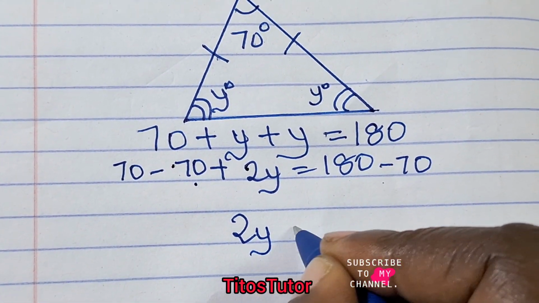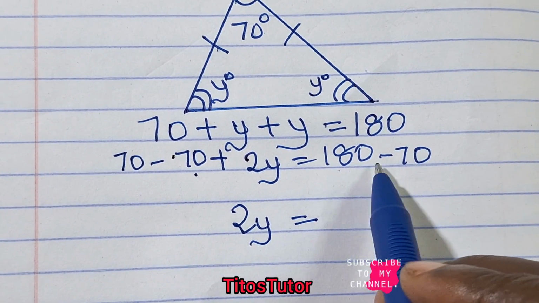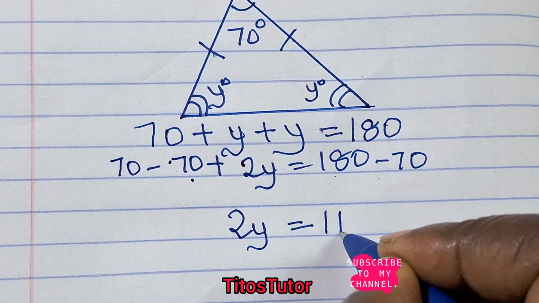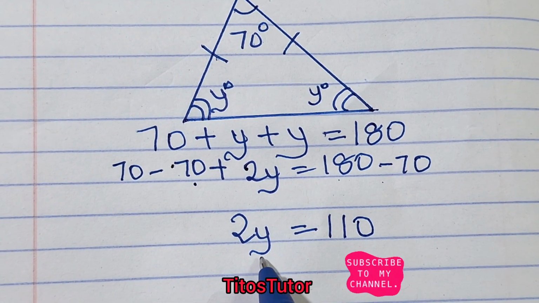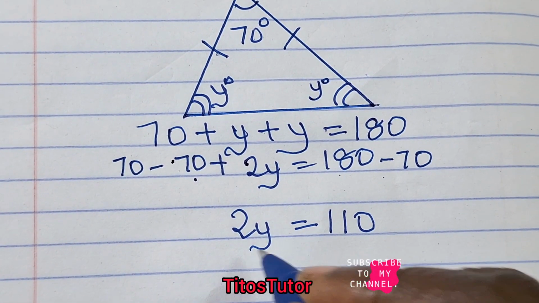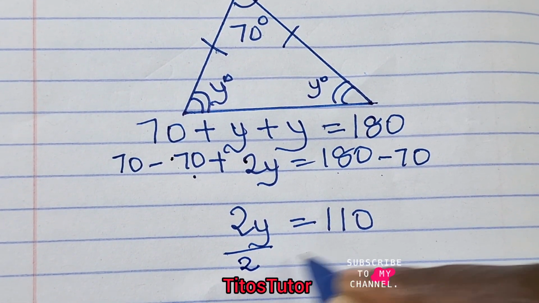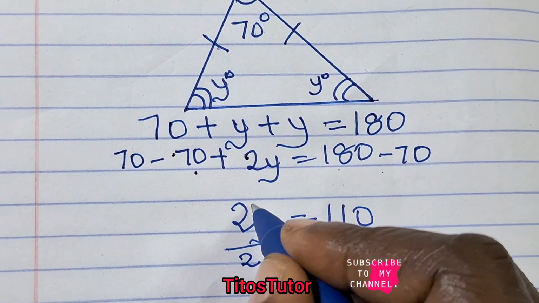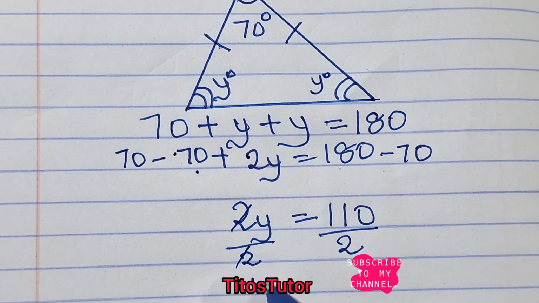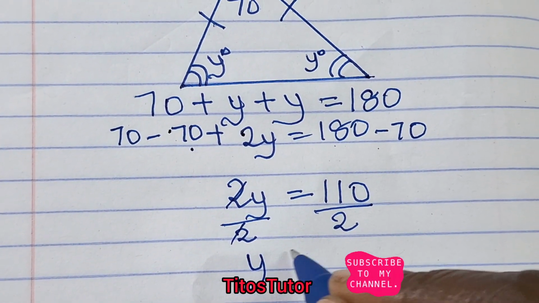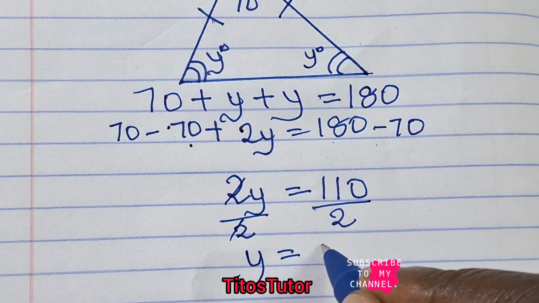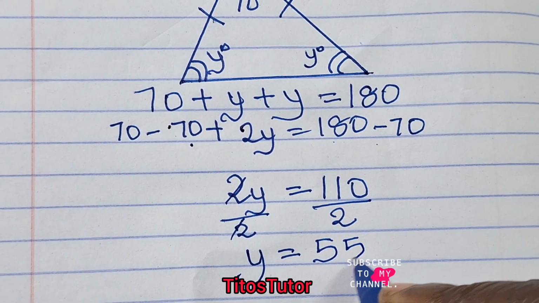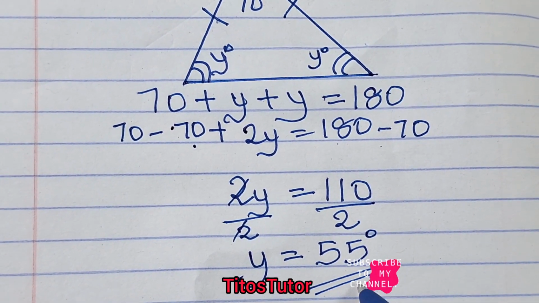2y stands on its own. 180 minus 70 is 110. I'm not looking for 2y, I'm looking for just y. So I divide this by 2, divide this by 2 as well. This 2 cancels this 2. My y stands on its own. 110 divided by 2 is 55 degrees. And I'm done.